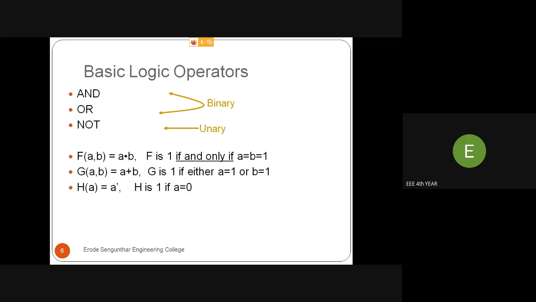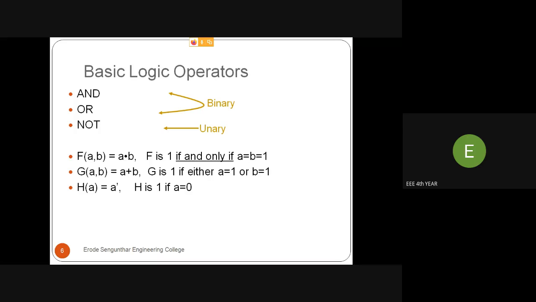Next, h of a is equal to a bar. This is the NOT operation. The output is the complement of the input. If input a is 0, h is equal to 1. If input a is 1, h is 0. If input a is low, the output h is high. If input a is high, the output h is low. This is the normal NOT operation. These are the basic logic operations.